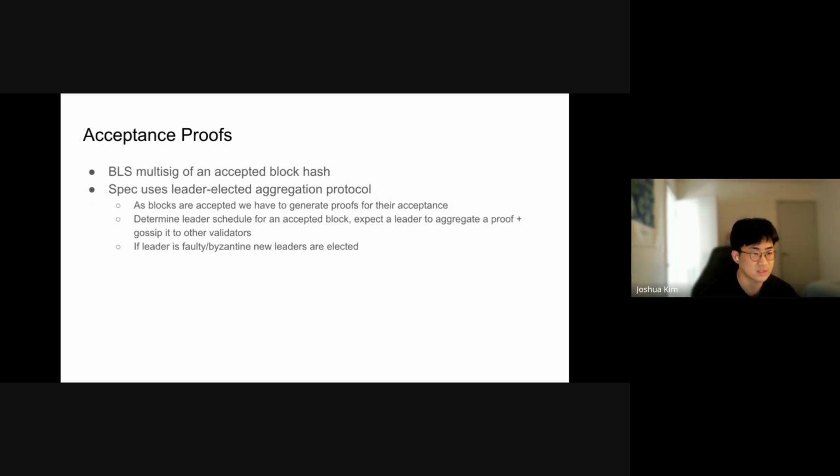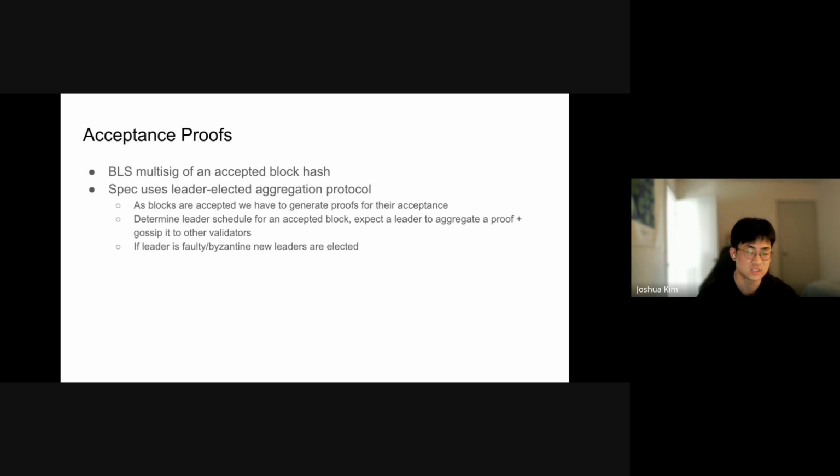So concretely, an acceptance proof is really just a BLS multisig of an accepted block hash in the current implementation of the spec. The proofs are generated using a leader-elected aggregation protocol. What that really means is that Snow doesn't produce these acceptance proofs natively, which is mostly a property of Snow being a probabilistic protocol where your preference can change, so you can't generate an acceptance proof natively. As these blocks are accepted, they will be streamed into some process that generates these acceptance proofs.